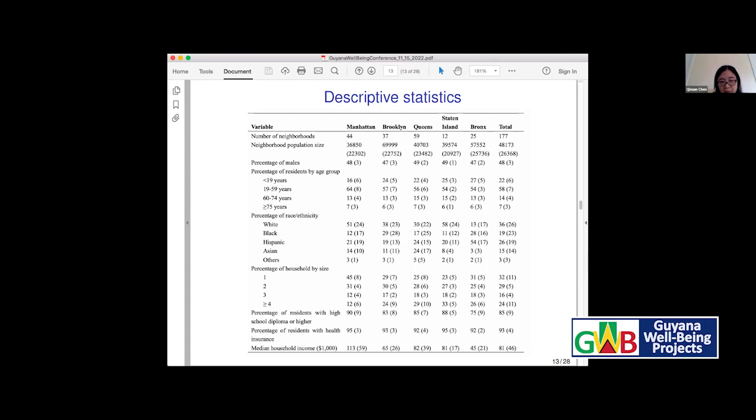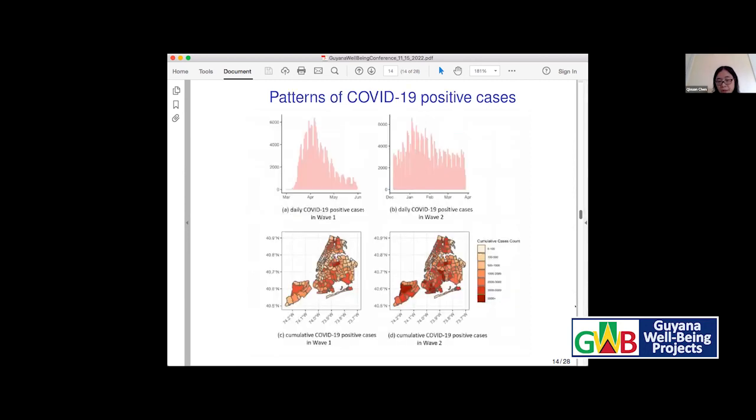and Queens is Hispanic and Asian, and also other values. For example, median household income, Manhattan is really high, and Bronx is really low, right? So you can see we really have disparity in terms of demographic and socioeconomic variables for different neighborhoods in New York City.